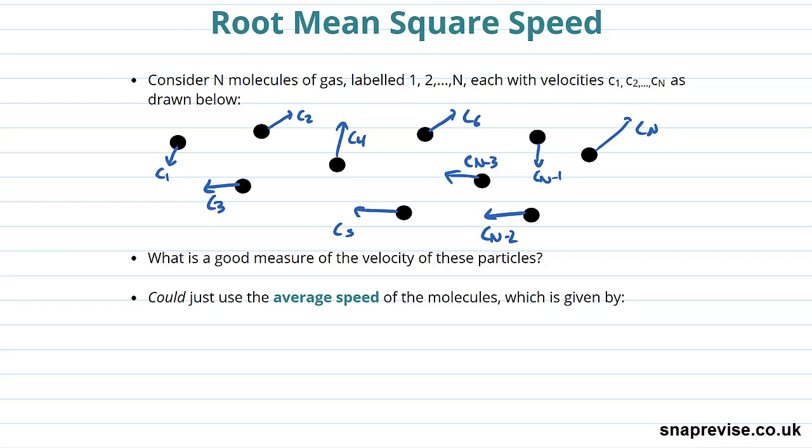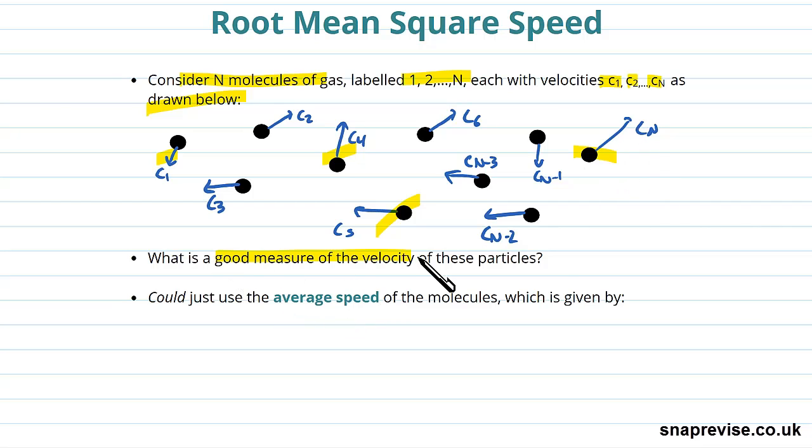So now we're going to look at the root mean square speed, and this is a concept we're going to need to progress further and do some of the algebra we'll do later in this topic. So we're going to consider n molecules of gas, which we're going to just label 1 up to n, which each have velocity c1, c2, all the way up to cn, as I've drawn below. So here's particle 1 with velocity c1, particle 4 velocity c4, particle 5 velocity c5, etc., all the way up to particle n with velocity cn.